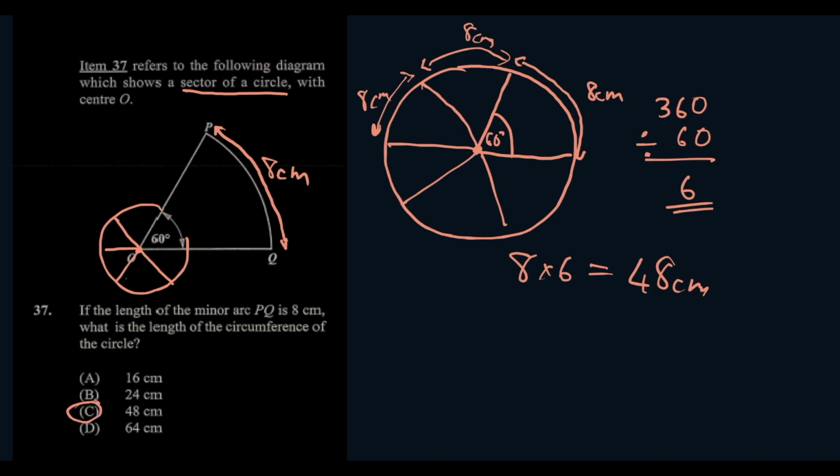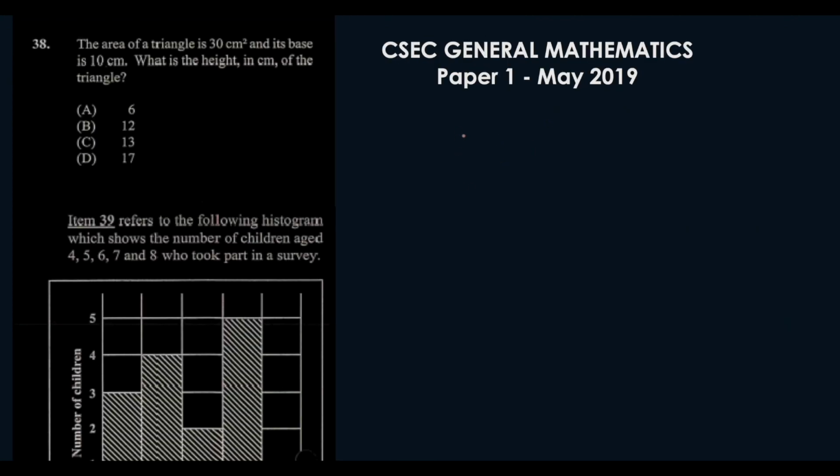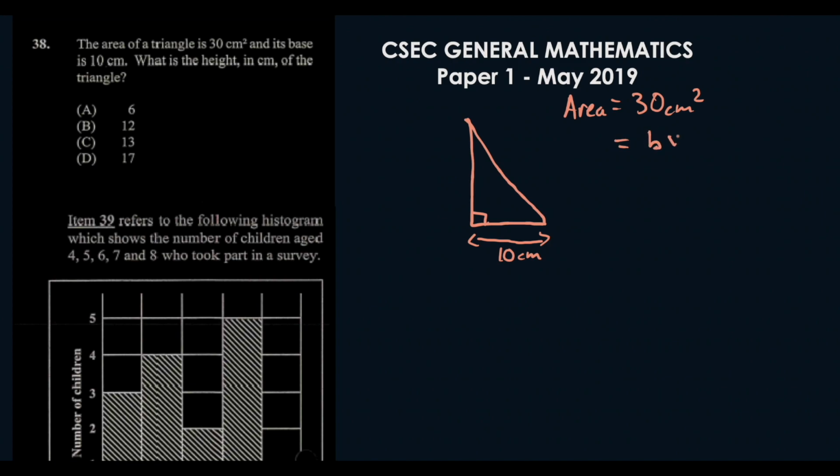So that's our answer. Now it says here the area of a triangle. So let's have a triangle. It says the area of this is 30 centimeters squared and its base is 10 centimeters. So from here to here is 10 centimeters. You know that the area of a triangle is base times height divided by 2. So we need to figure out what the height is.